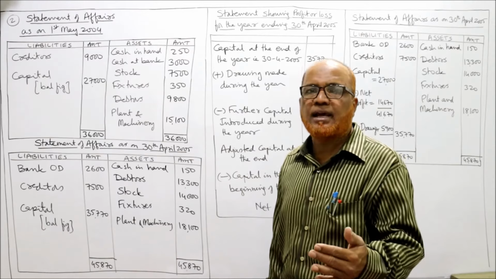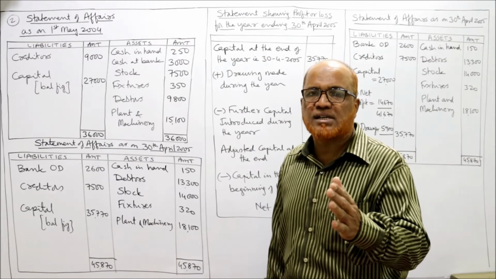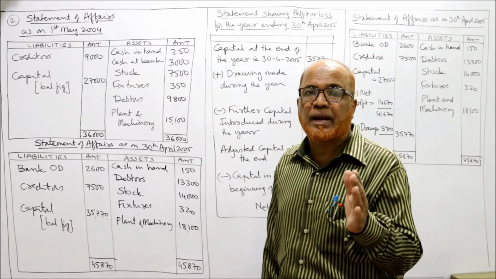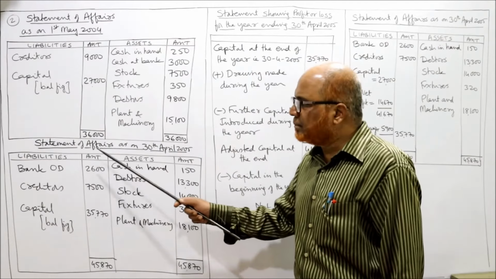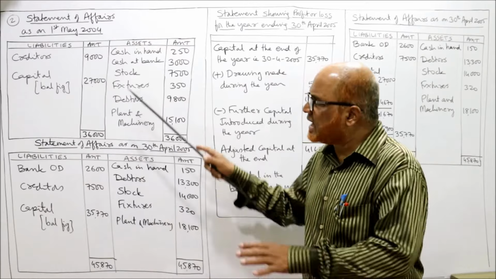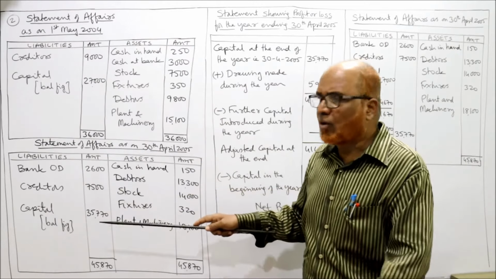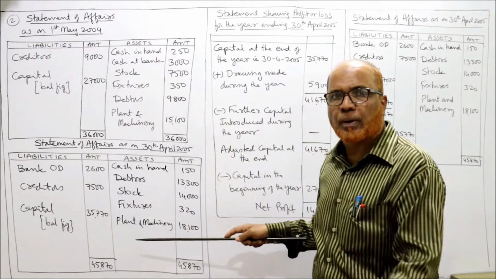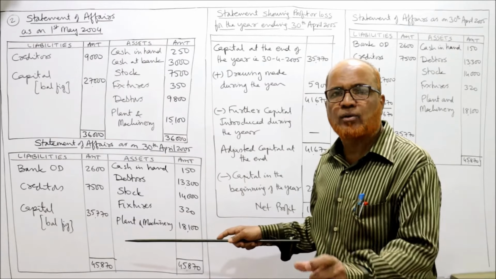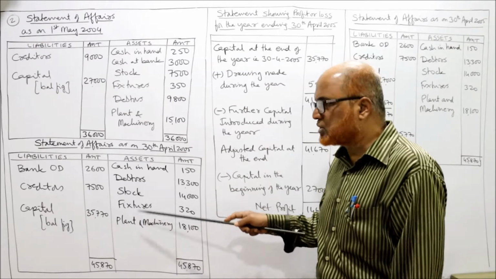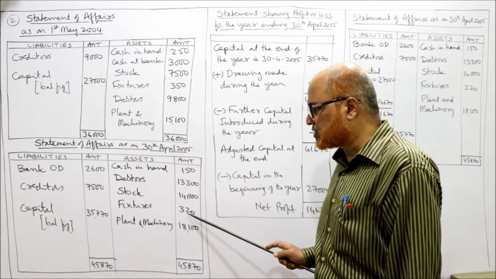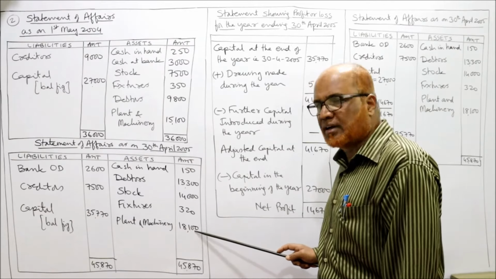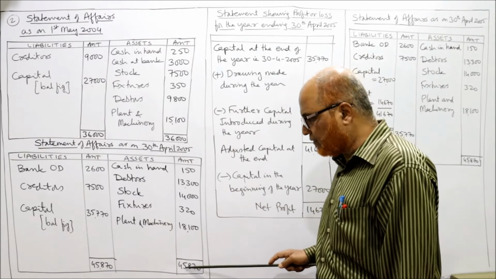Now similarly, we make the statement of affairs at the end of the year, 30th April 2005, to find out the capital at the end of the year. Same liabilities, assets, exactly the same format, and all the values at the end of the year are given in the problem. On 30th April 2005, the full values of the assets and liabilities are given. Cash in hand 150, debtors 3,300, stock 40,000, fixtures 320, plant and machinery 18,100. All these are the assets, 45,870.